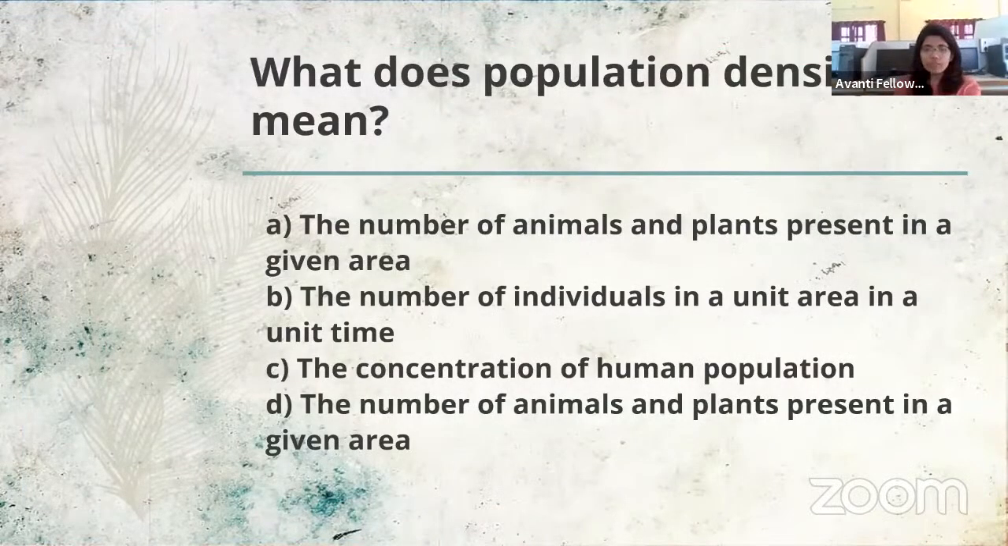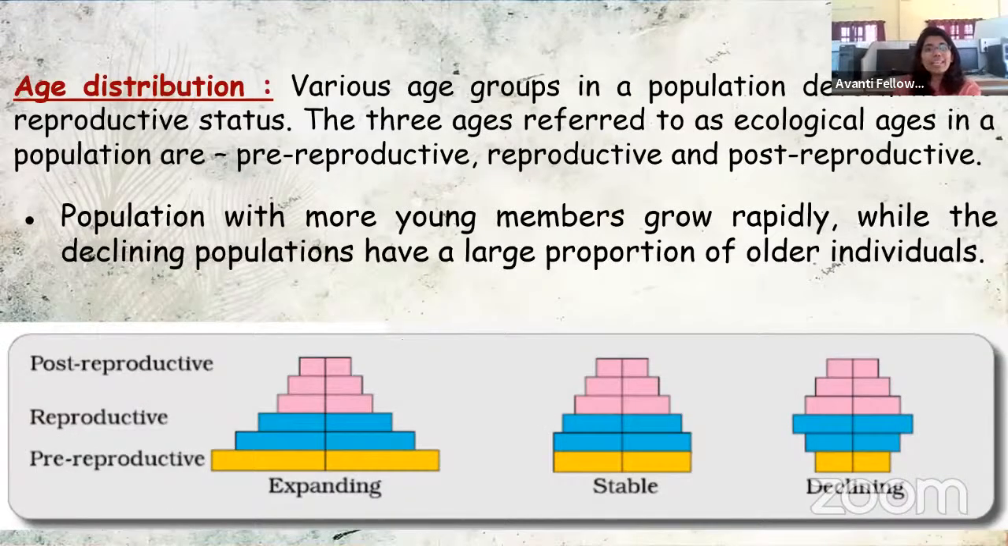Here comes the next question. What do you mean by population density? That is the number of animals and plants present in a given area; the number of individuals in a unit area in a unit time; the concentration of a human population. Option A and option C have been repeated. So population density is option B, the number of individuals in a unit area in a unit time. Next is age distribution.